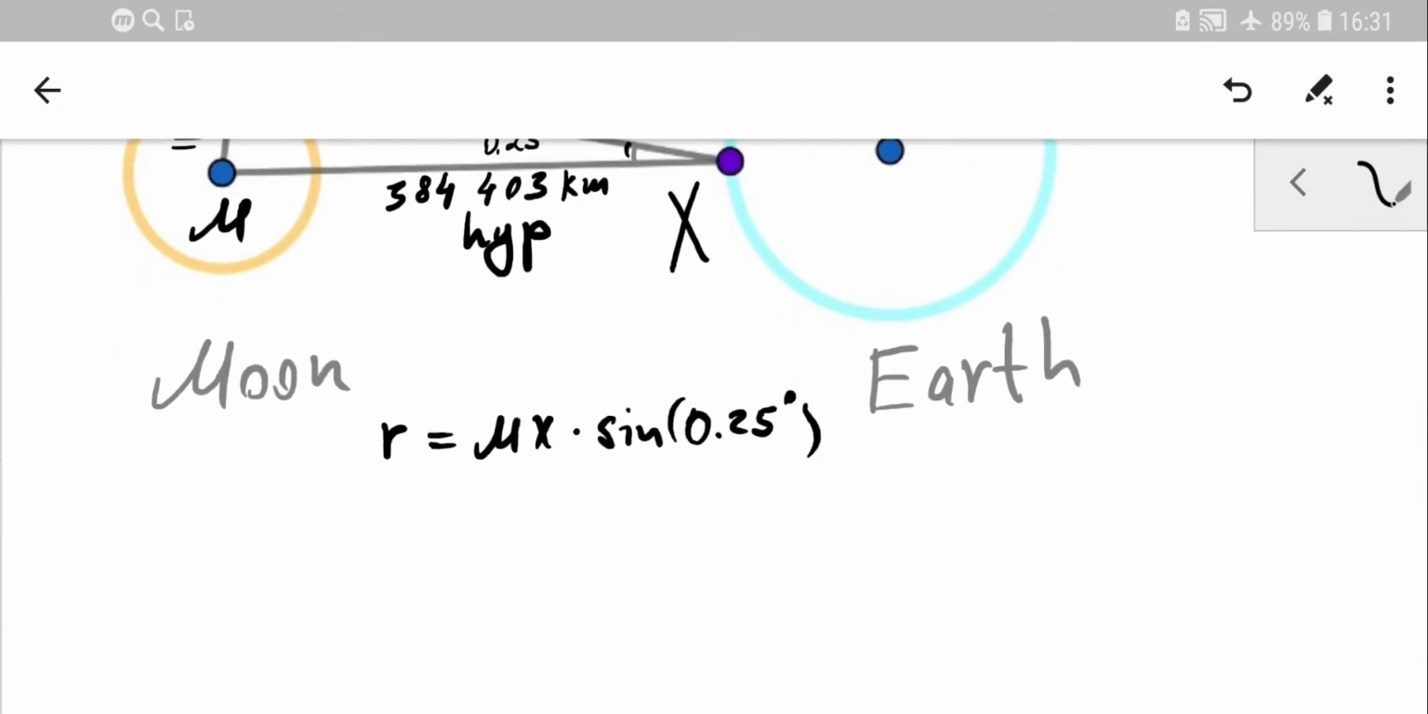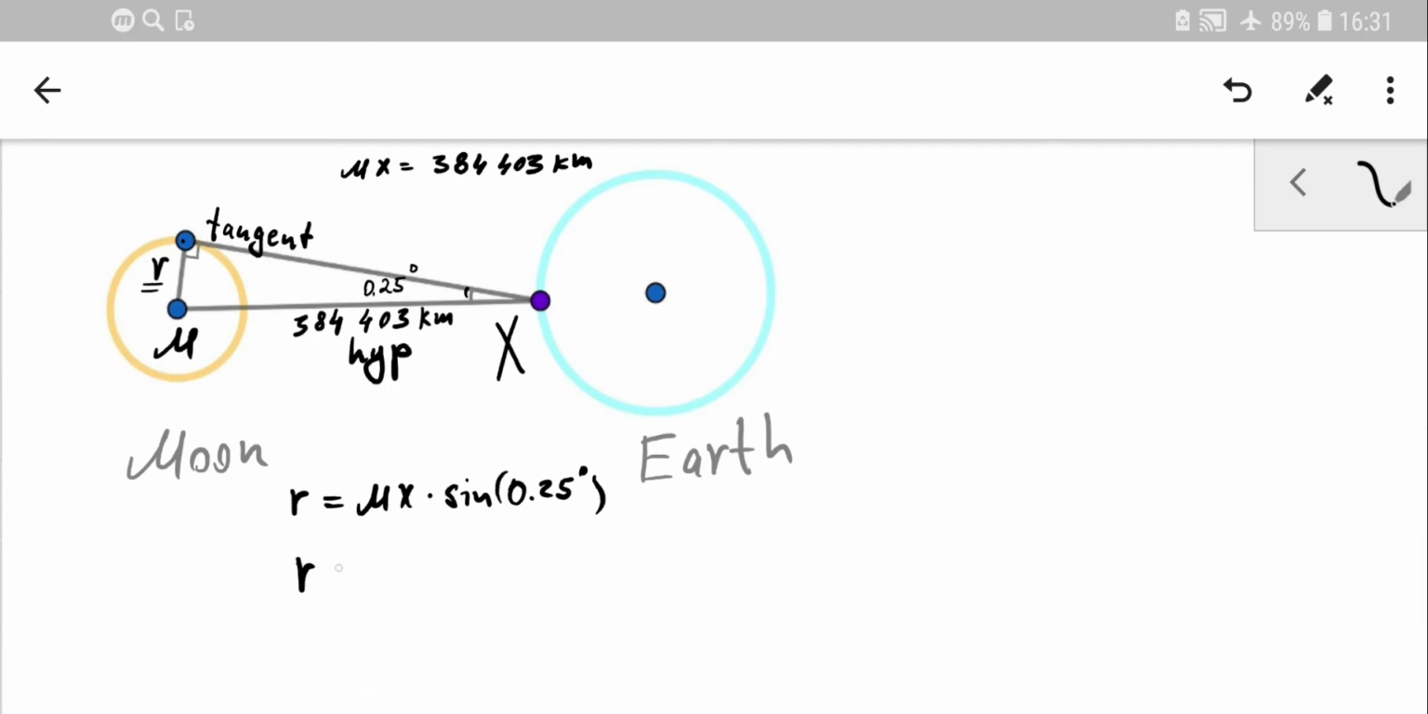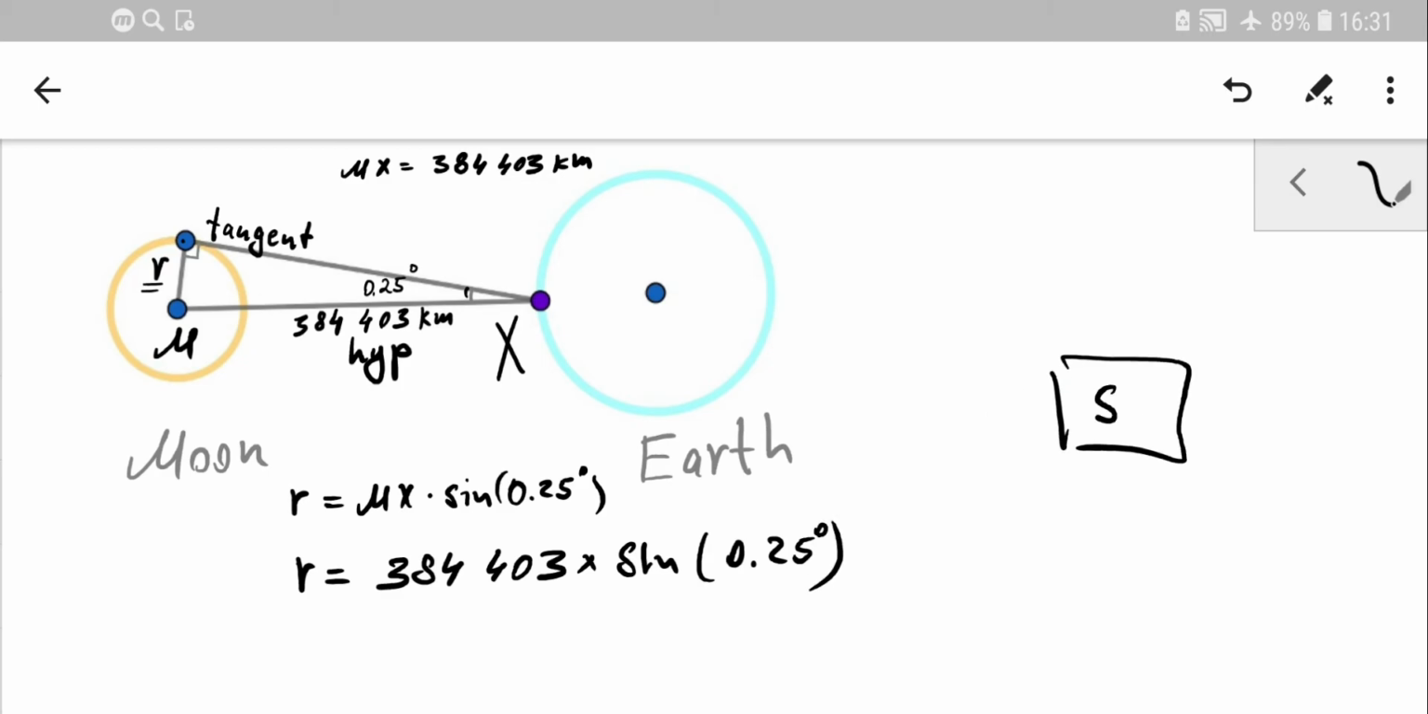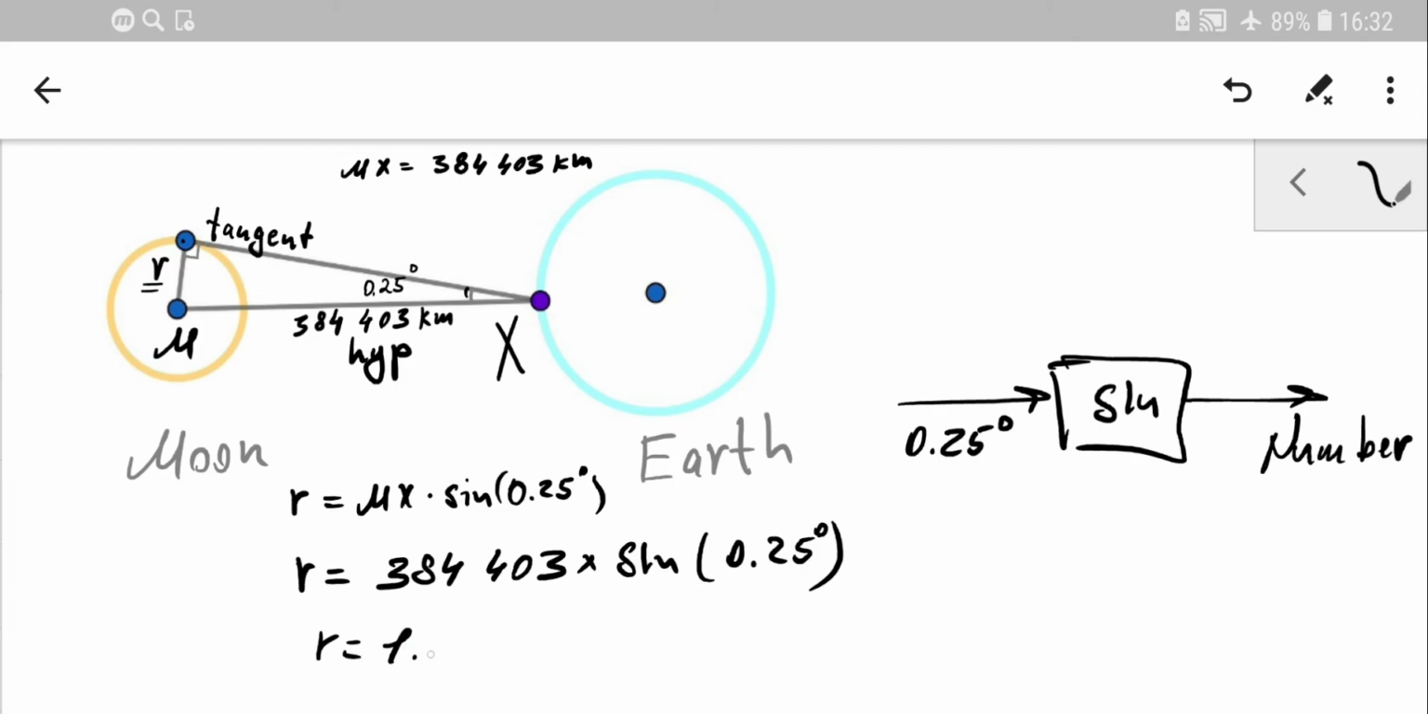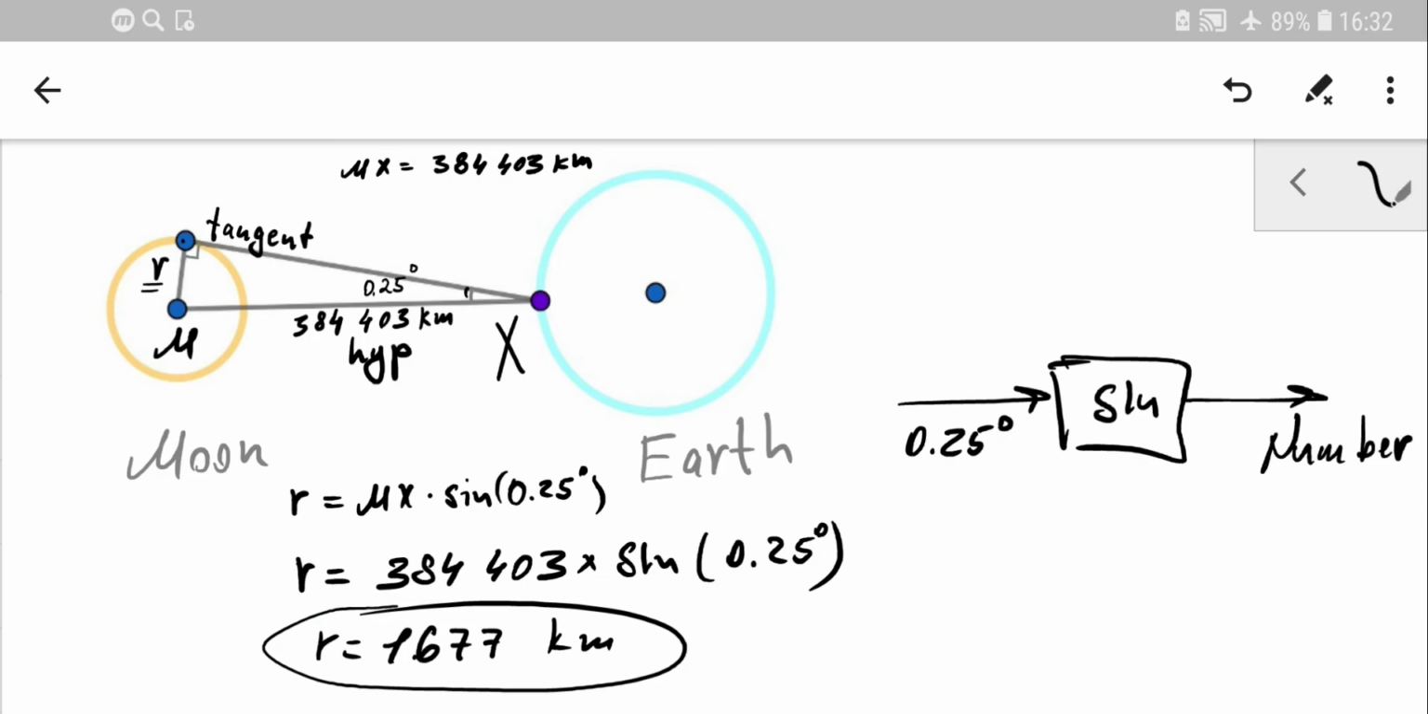All right, so let's use calculator and figure out this ratio. So the radius of the Moon is simply 384,403 multiplied by sine of 0.25. You just remember how sine works using the calculator. So you need to press sine button, because in this case, the input is in degrees, 0.25 degrees. So the output should be a number that we're actually looking for. And let's calculate. What I've got is 1,677, okay, kilometers. That's the approximate radius of the Moon, that how we can find that.